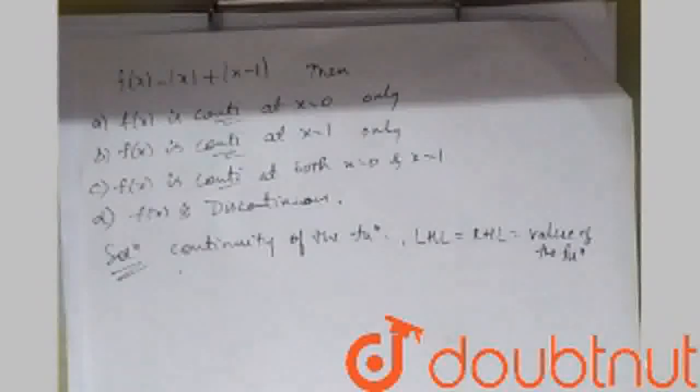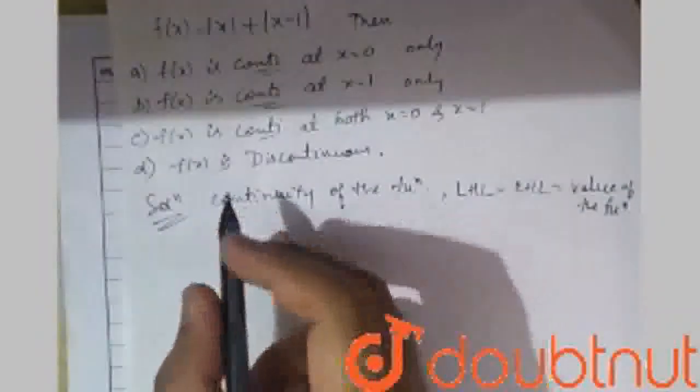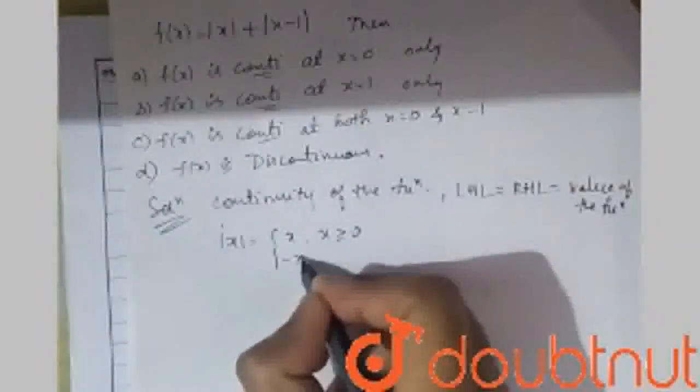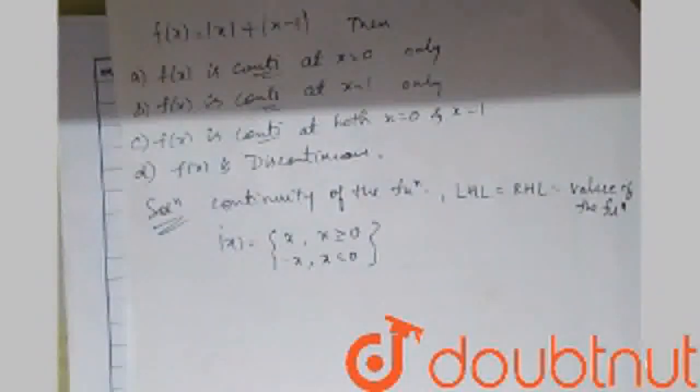Why am I taking these two points? Because clearly, when we see the options, they are asking us to check the continuity at x equals 0 and x equals 1. So we'll do it one by one. Before going to the problem, first we observe the function. The given function is of the form mod x. According to the definition, mod x equals x if x is greater than or equal to 0, and mod x equals minus x if x is less than 0. This is the definition of the modulus function.